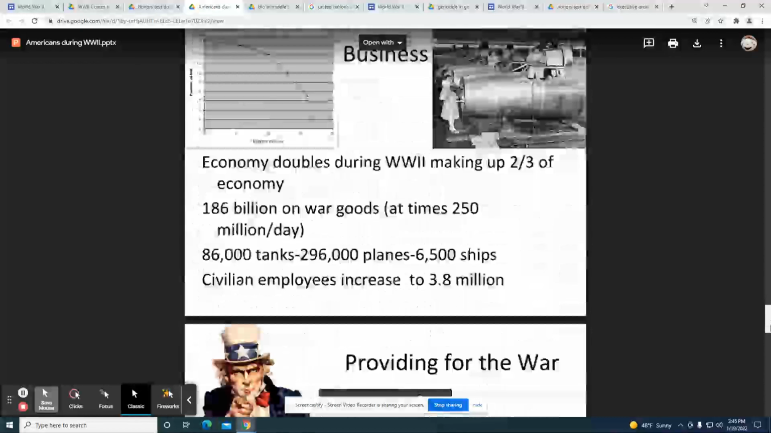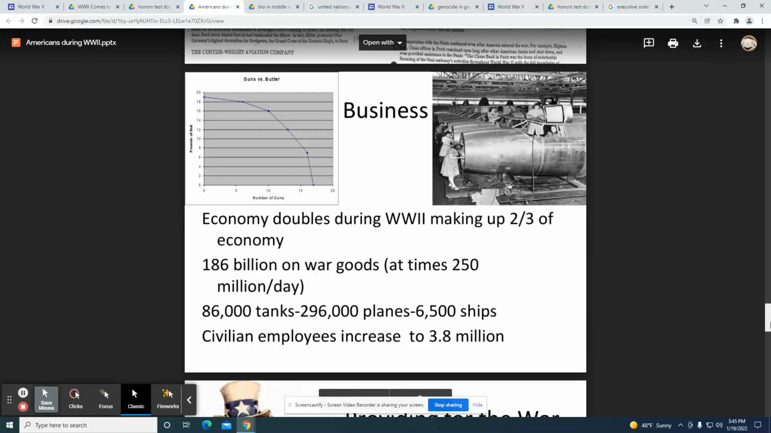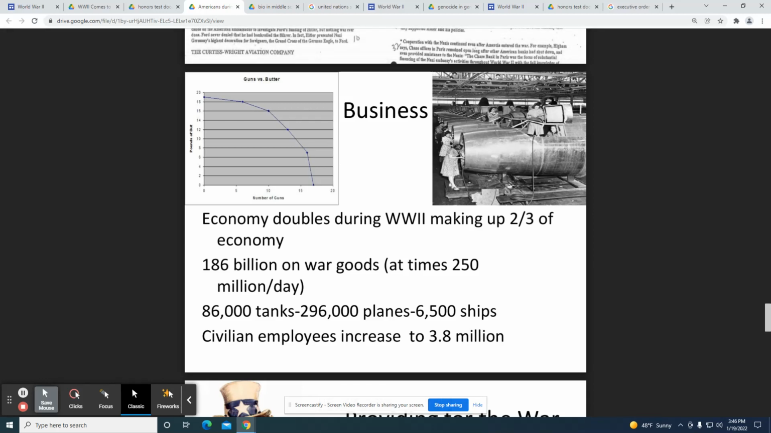Let's go down to what I'm looking for here. For this executive order, we're looking primarily at rationing. We see the guns versus butter chart. This will be on every test. I want to get a sense of what rationing was about, and there'll be a series of documents that you're going to have to be familiar with. I can't really get into some of the specifics of the documents.